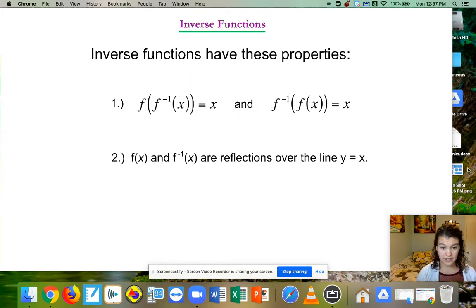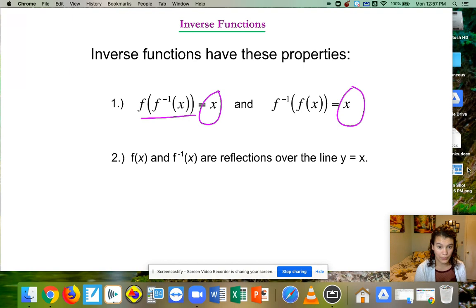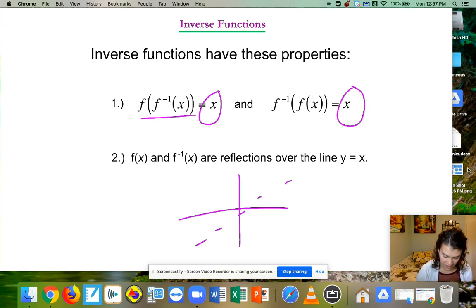There's a couple properties they have. The first one is if you take the composition of a function and its inverse, you always get x. So if we do the composition like we did in the last video, you'll get x both directions. And then the other one is that the function and its inverse are reflections over the line y equals x. So if you have a graph and you sketch y equals x, they are going to be reflections over this line.